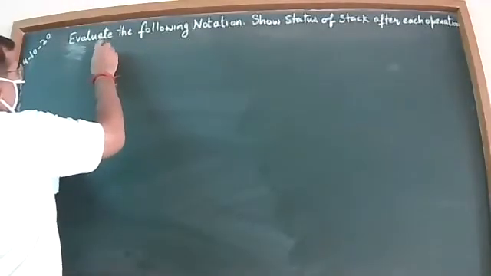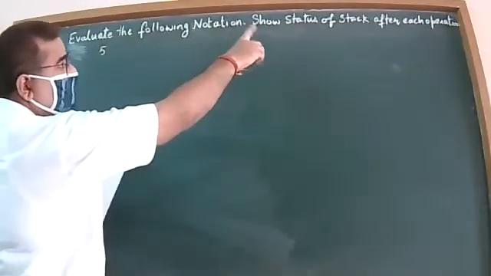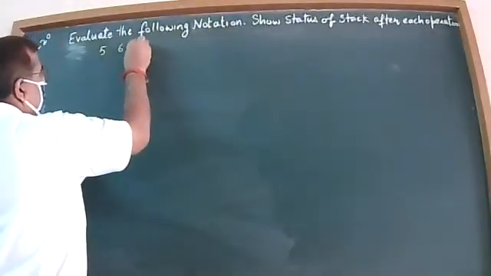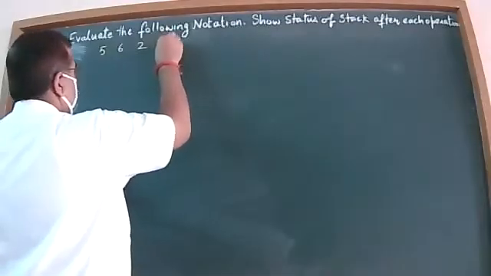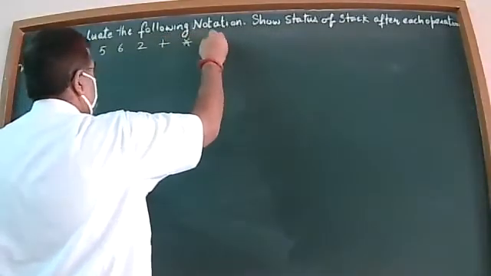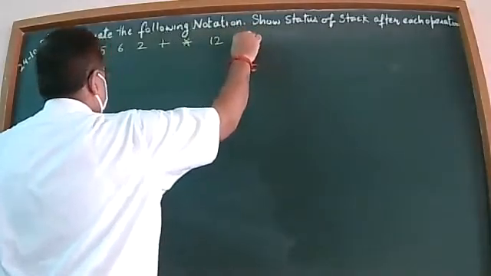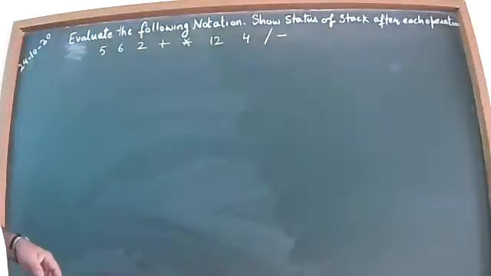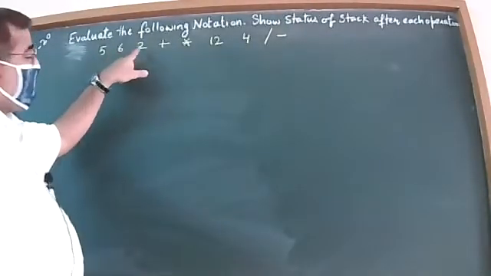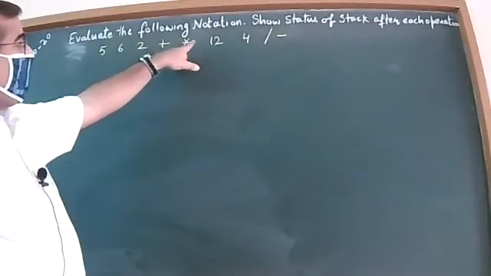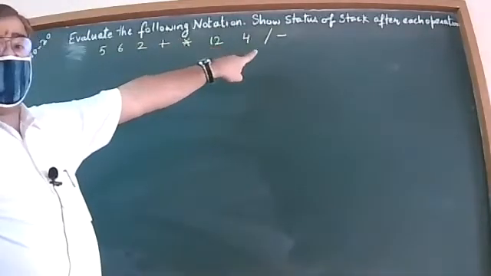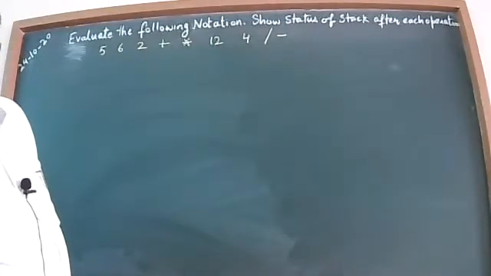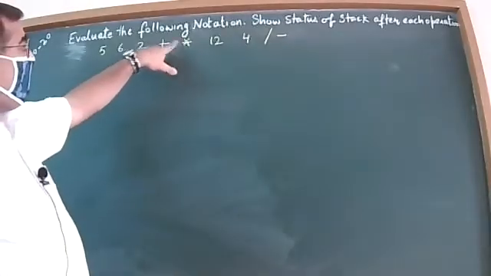The question is: evaluate the following notation. Show status of stack after each operation. So this is the question. 5, 6, 2, plus, multiply, 12, 4, divide and minus. You have been provided with the numbers and operators, right?